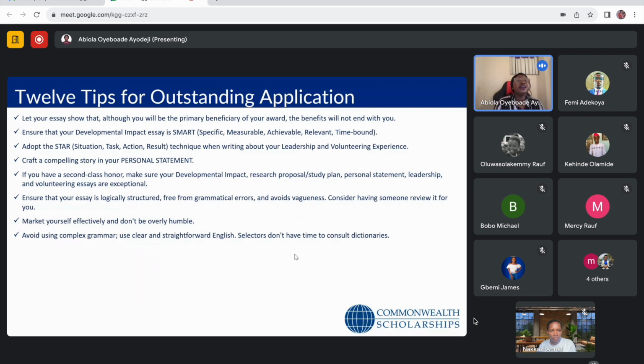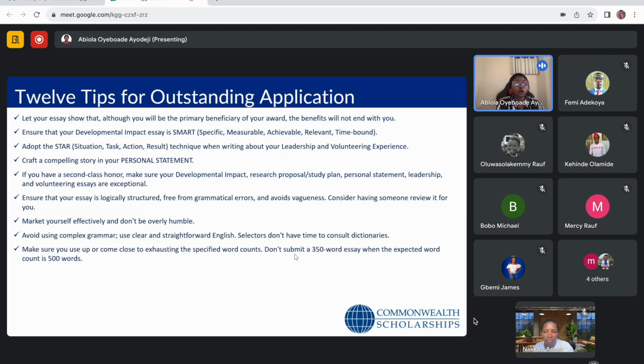So if you know that you have complex English that requires someone consulting the dictionary before they understand what it means, please narrow it down, like simplify it. And also, I wrote, make sure you use up or come close to exhausting the specific word count. All the essays that you have been told to write have specific ones.